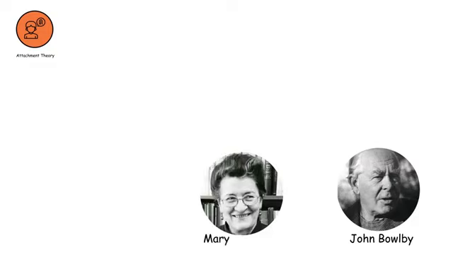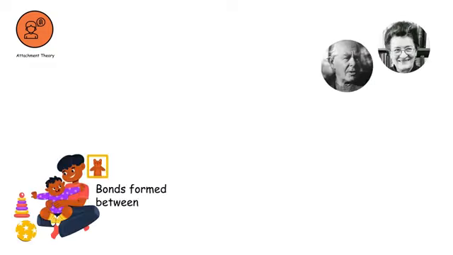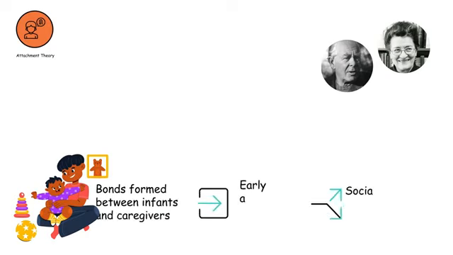Attachment theory. Developed by John Bowlby and Mary Ainsworth, attachment theory focuses on the bonds formed between infants and caregivers. It suggests that early attachment experiences influence later social and emotional development.